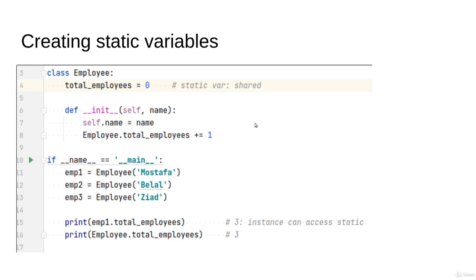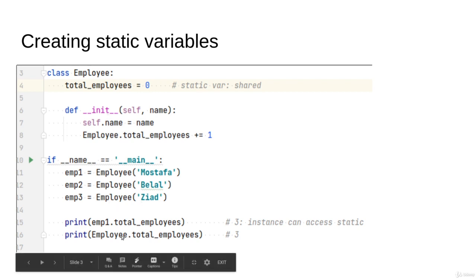To define a static variable, you define it, or initialize it, or assign it here on the class level. This is a static variable. There is no self here. It is outside the function. You write total equals 0. I have here a constructor, and every time an object is constructed, it comes here and says Employee.total_employees plus equal 1. So now when you create the first employee, this static shared variable will be incremented. From here incremented, from here incremented.